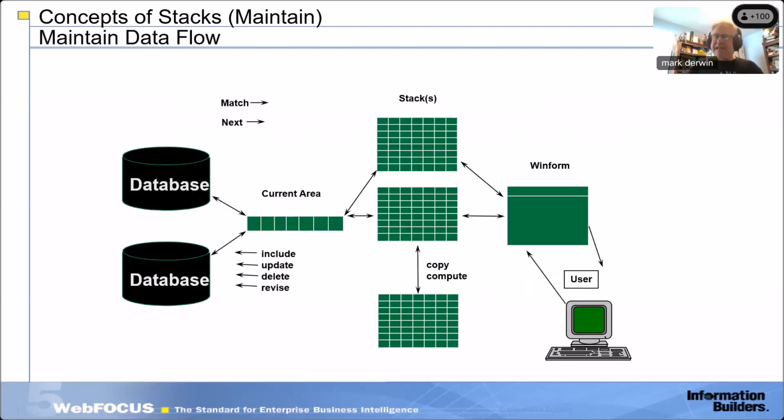And I love this graphic, and I think credit goes to Ernest Brown for it. But when you have a match or a next statement, the data comes from the database, goes through the current area and into a stack. From there, I can do copies and computes to move it to another stack, or I can display it on a WinForm for the user to react and act on. Going the other way, the data comes from the user or the WinForm, goes back through the current area, and is saved to the database with include, update, delete, and revise. Again, the stack looks like a checkerboard where the columns are the database fields and the rows are the data.